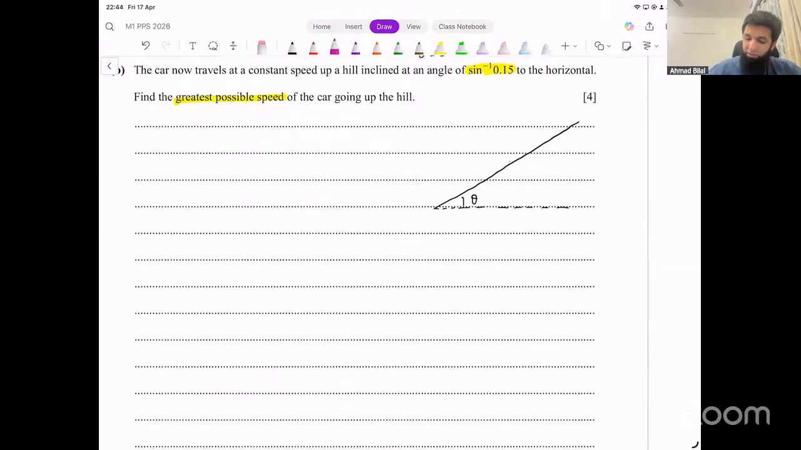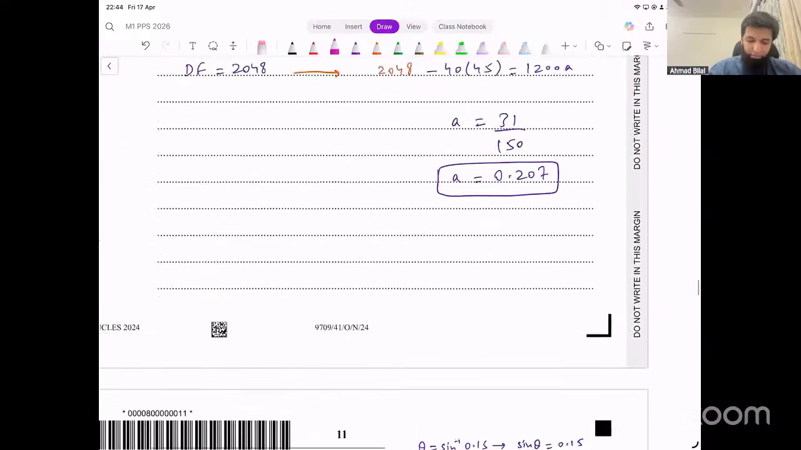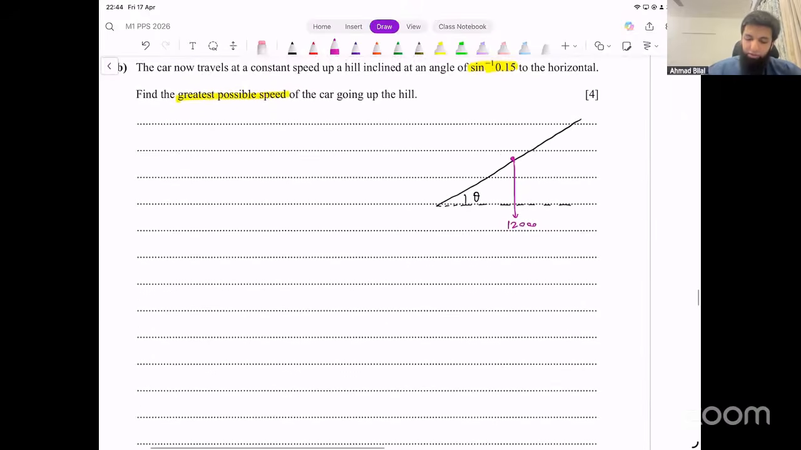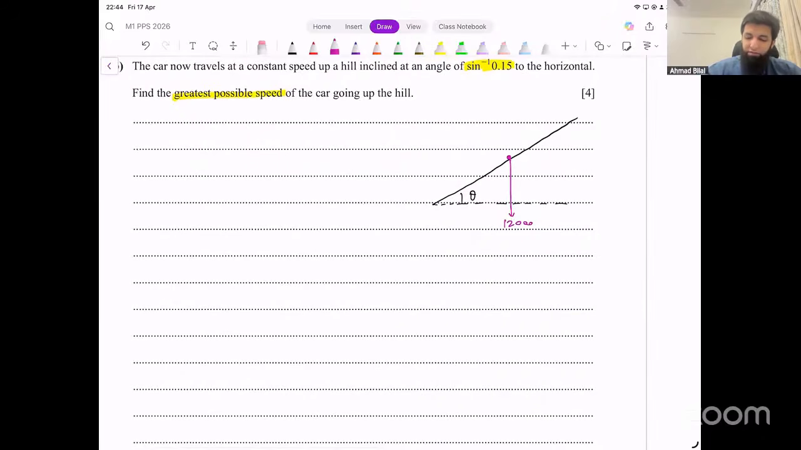Now, let's suppose this is the car. It has some weight, 12,000. 1,200 was the mass, right? Yeah. Then it is moving up the hill, so there's going to be driving force acting up the slope like this. That's the driving force. There's going to be resistance that opposes motion. That's k times v. K is 40, so you can say 40 times v. That's your resistance value.